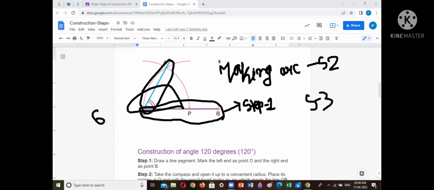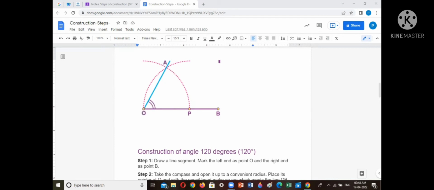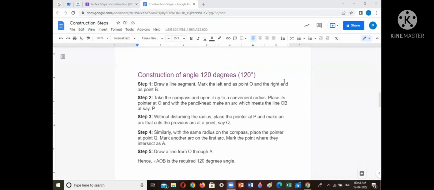Now we will move further on to the next construction of an angle. The next one is the construction of an angle of 120 degrees. Now this one is the easiest construction of angle in my opinion.